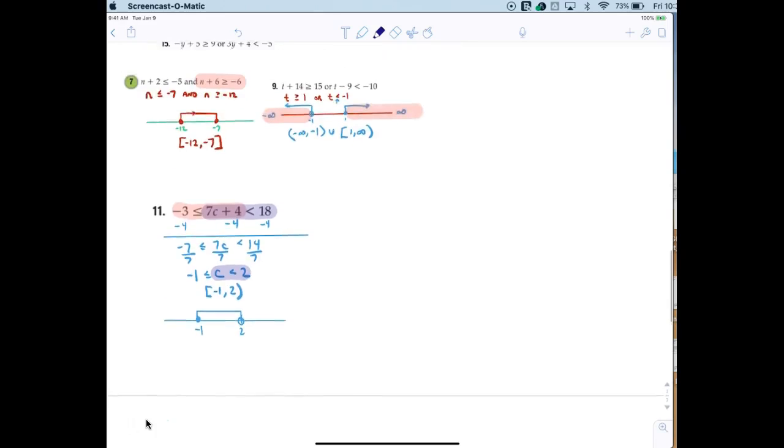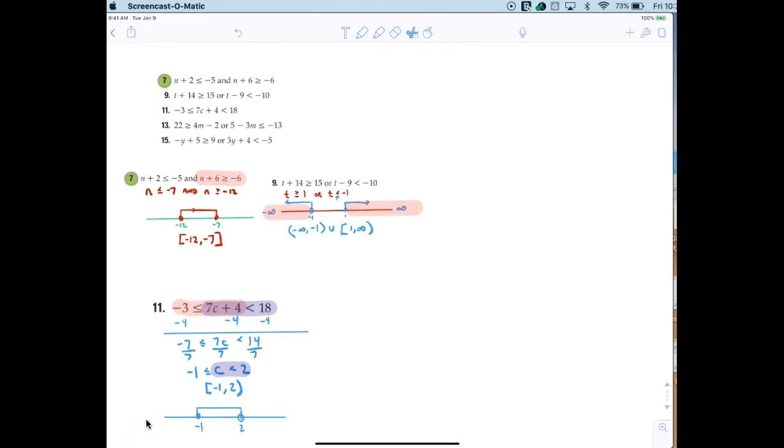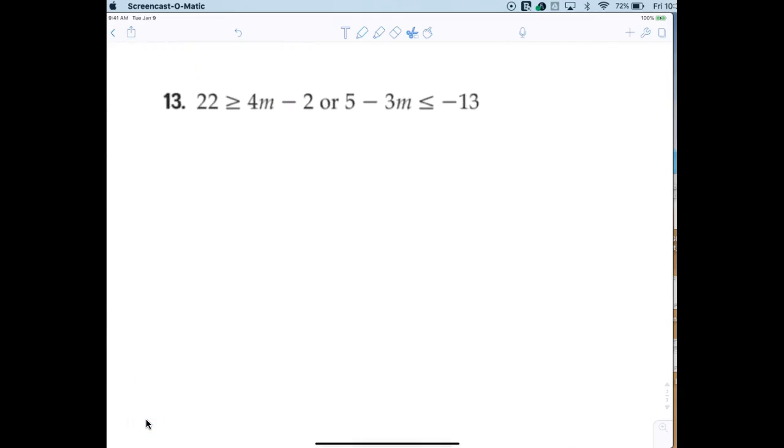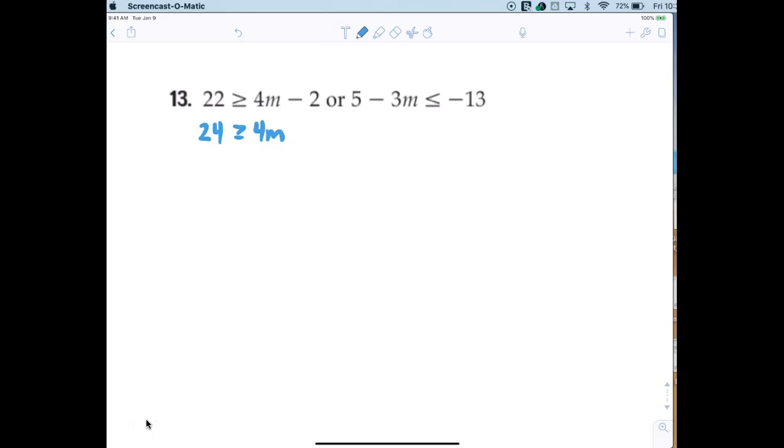All right. Now let's grab 13 real quick. I'd like to get 13 and 15 done. More practice. Here we go. What do I do first? Add 2. That's right. And now what? Yep, divide by 4.